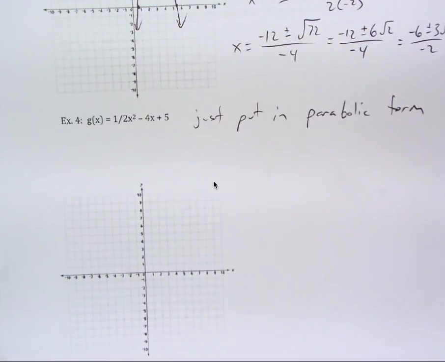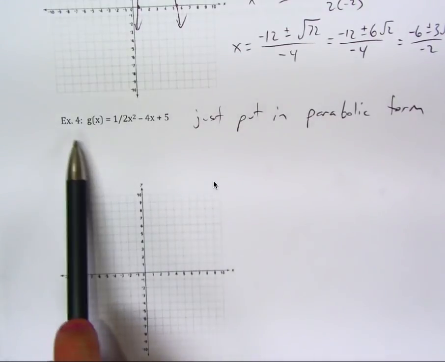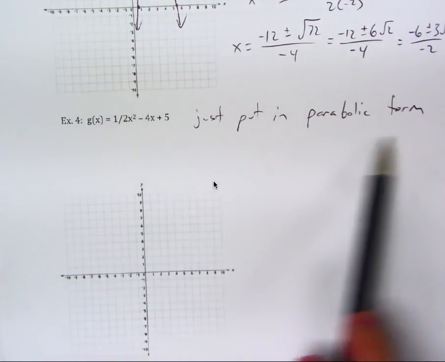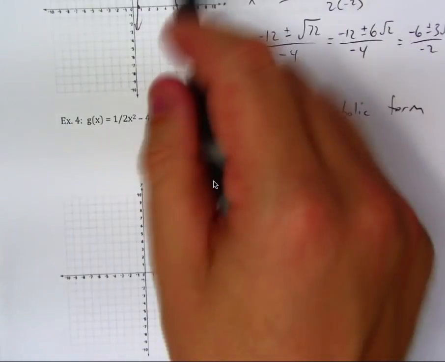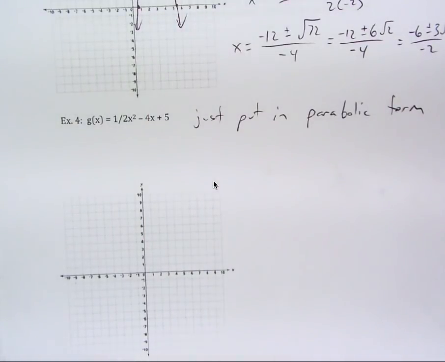What I would encourage you to do, and I won't know if you do this or not, is to pause this video and try this one and just put it in parabolic form. We won't go through all of the analyzation, but I know that the bigger part of this lesson, the harder part, if you will, is converting this to parabolic form. So why don't you pause the video, put it in parabolic form, and then push play again and see if you did it right.